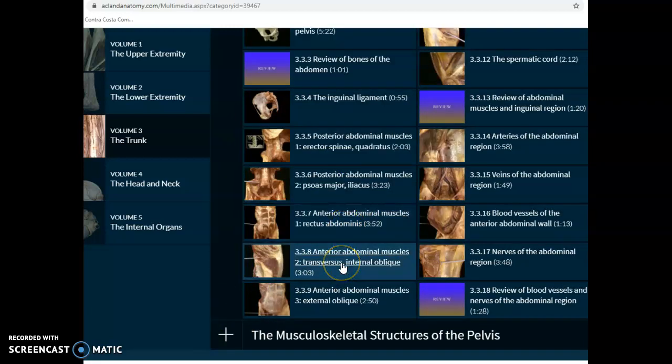Abdominal muscles, rectus abdominis, transverse internal oblique, external oblique. And watch for the layering. And then psoas, because everybody's heard about it. Let's see where that is. And erector spinae. Again, I don't really care about the quadratus. Watch me pull it in my run tomorrow.